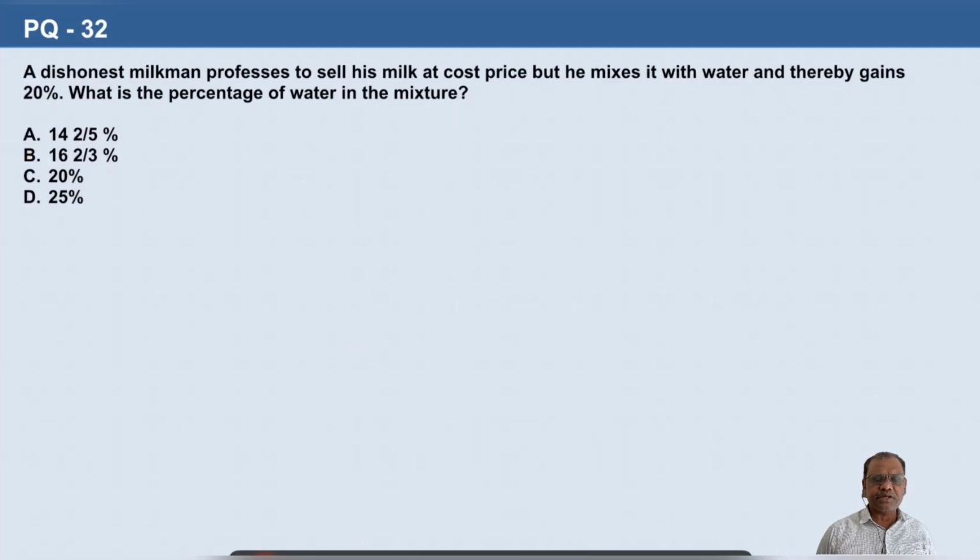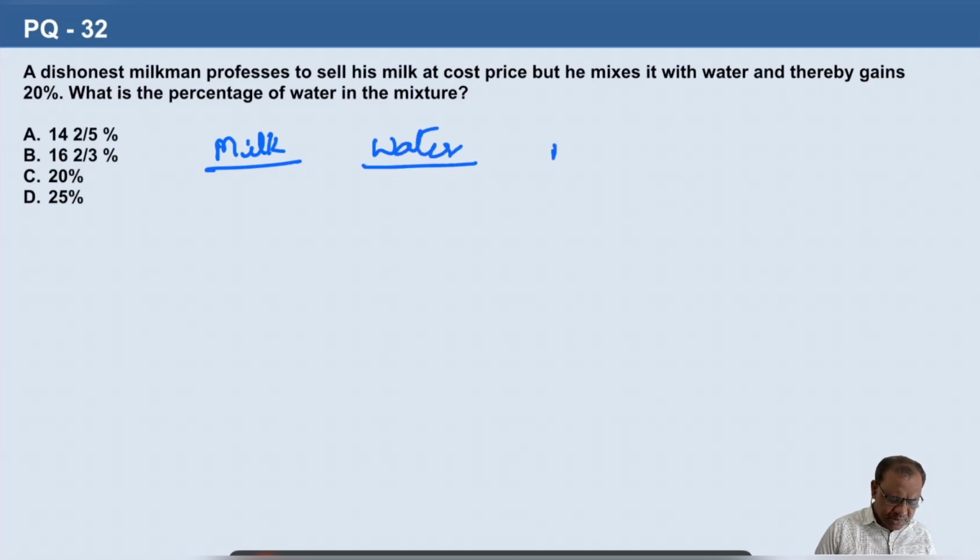Question number 32. A dishonest milkman professes to sell his milk at cost price, but he mixes it with water and thereby gains 20%. What is the percentage of water in the mixture? So here we have three things. One is milk. He is mixing water in the milk, and then after mixing he will get a mixture.